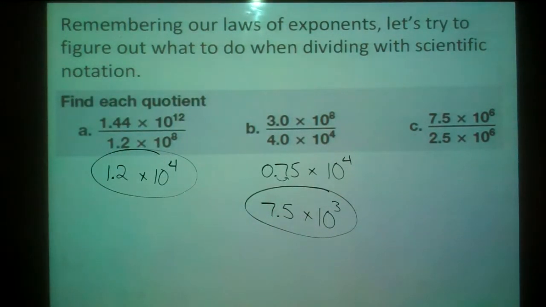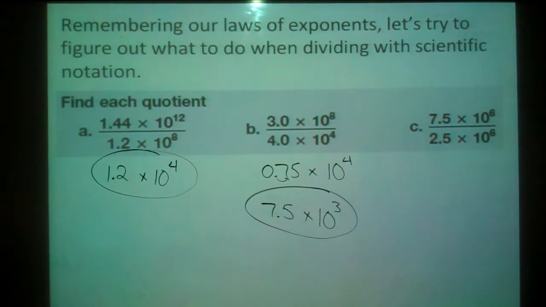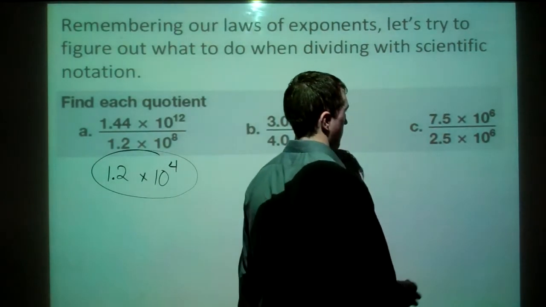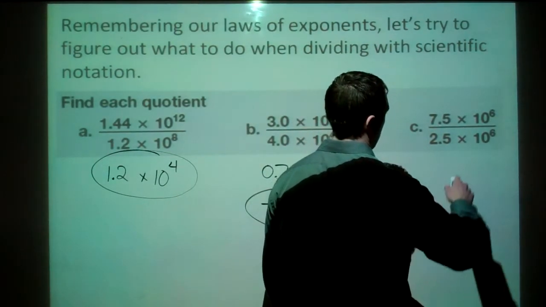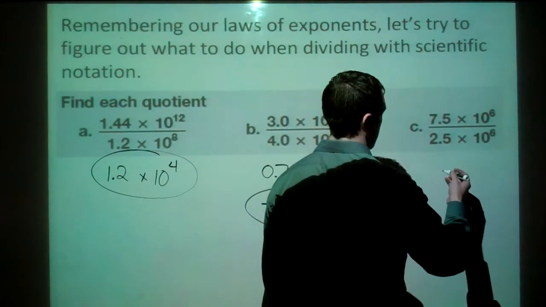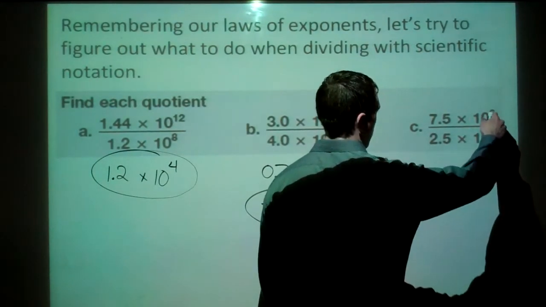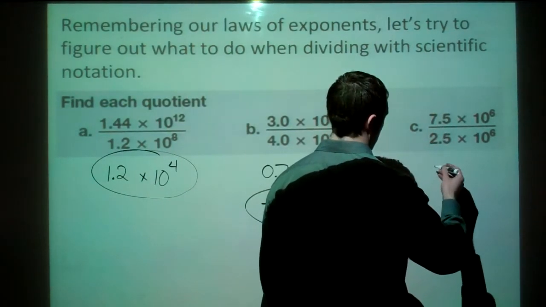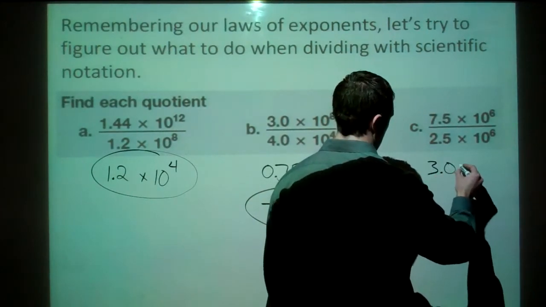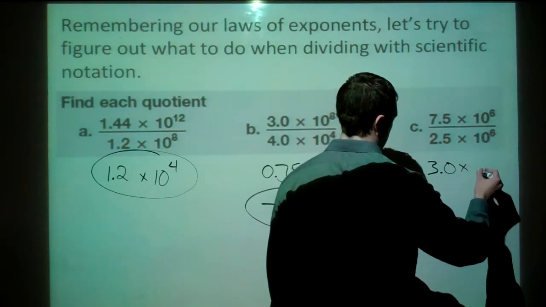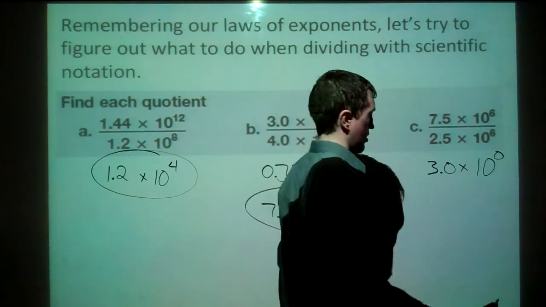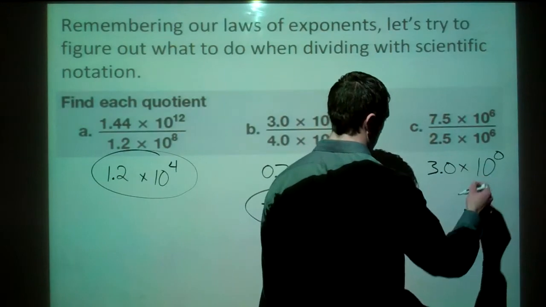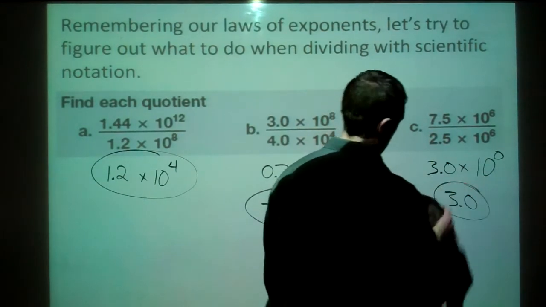It's a little backwards, but we'll talk about that more in depth tomorrow. And I'll see if I have time for that last one. We're over anyway, so we might as well just do it. 7.5 divided by 2.5, and it's 10 to the 6th, 10 to the 6th. That should be 3.0 times 10 to the 6 minus 6, which is 0. Anything to the 0 power is 1, so it's really 3.0 times 1. We get 3.0, or just 3.